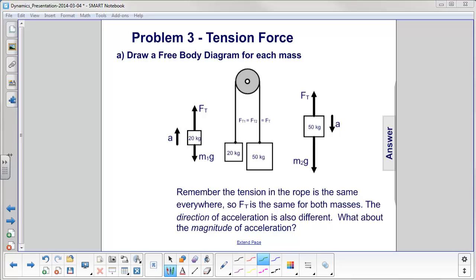Now notice once again the tension is the same for both masses. However, the direction of the acceleration is different. How about the magnitude of acceleration? You would expect it to be the same, because if the rope is not stretching or compressing, every piece of the rope must be moving with the same acceleration, the same velocity. So later on we're going to find that the acceleration is absolutely the same for both.